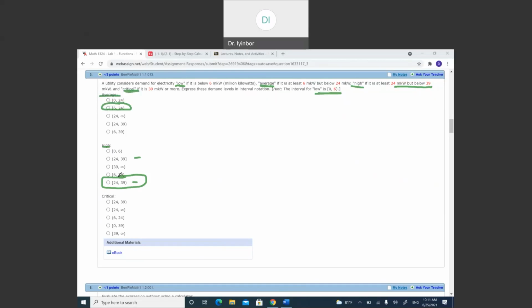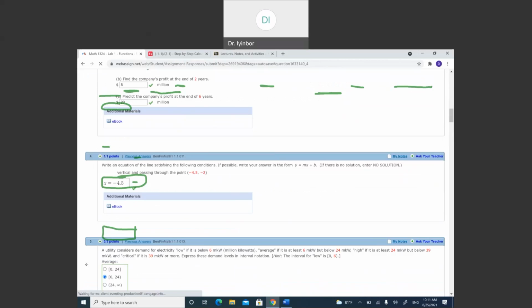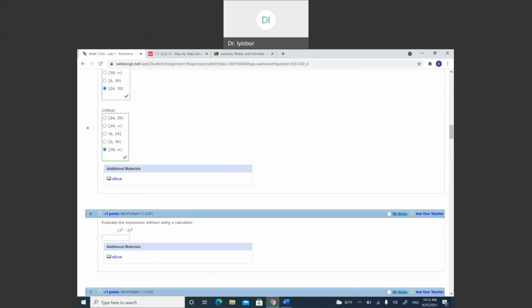And then critical, we have 39 or more. So it's going to be from 39 to infinity, right? So this is how you pick them. Just read the question and the answer is in the question pretty much. You read it and answer it. Okay, so that was number 5, and we got it right. Okay, that was number 5, and then you're going to number 6.